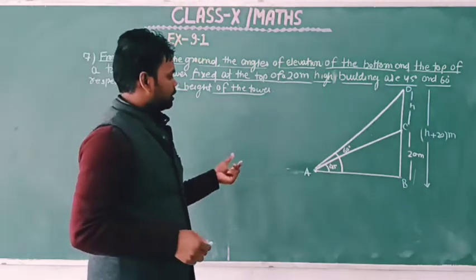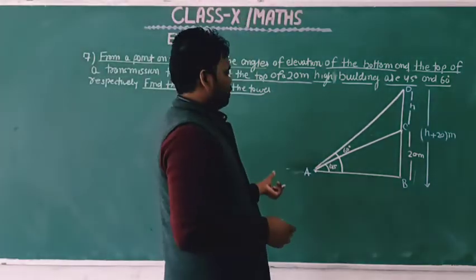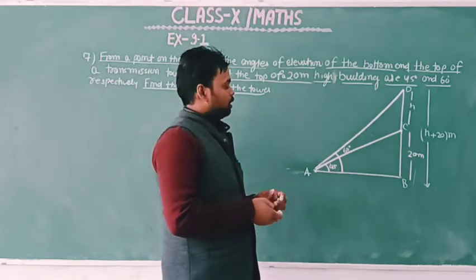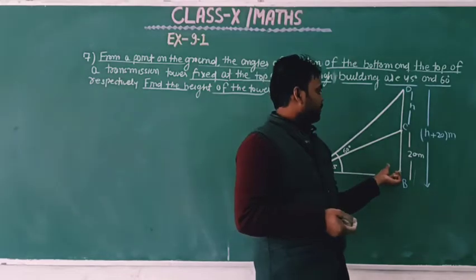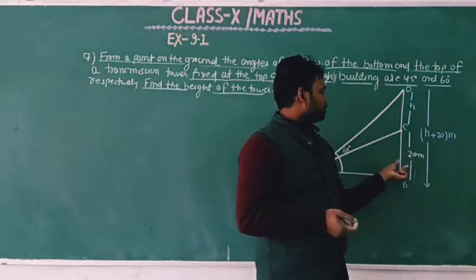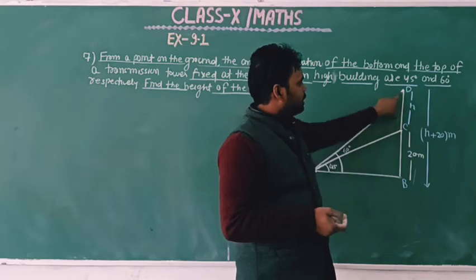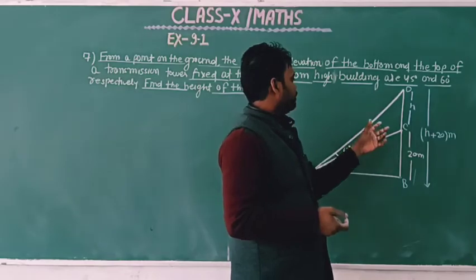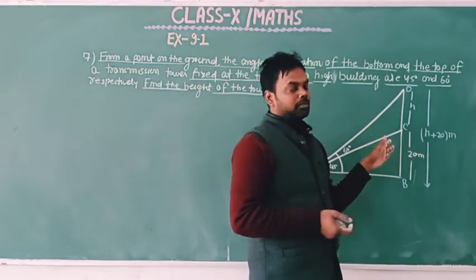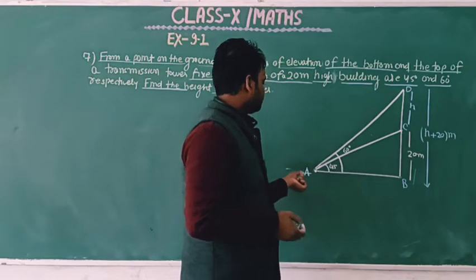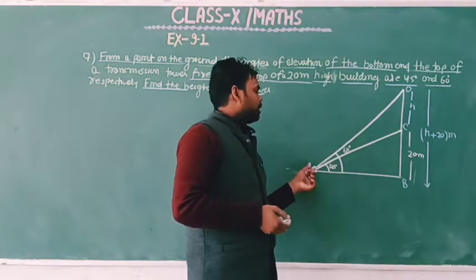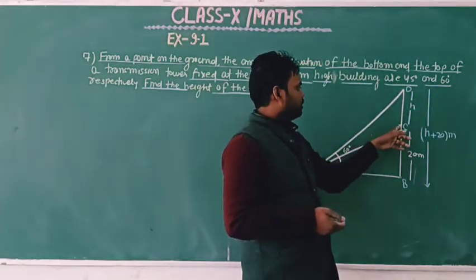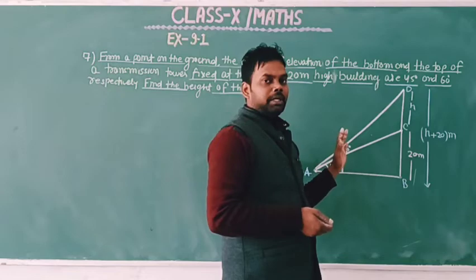So this is the simple diagram which represents the whole problem. Here BC is the building which is 20 meter and CD is the transmission tower which is placed on the top, whose height is h meter, let us suppose. From the point A on the ground, the angle of elevation of the top of the tower is 60 degree and of the bottom of the tower is 45 degree.